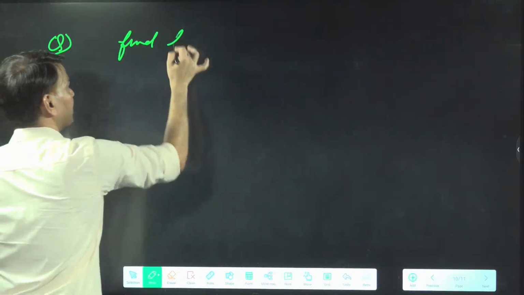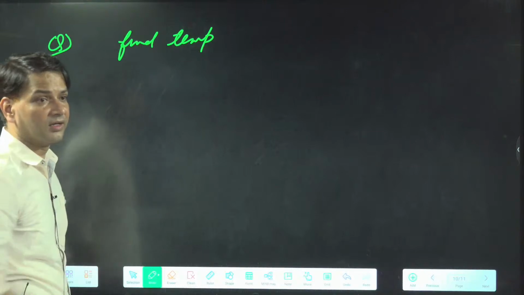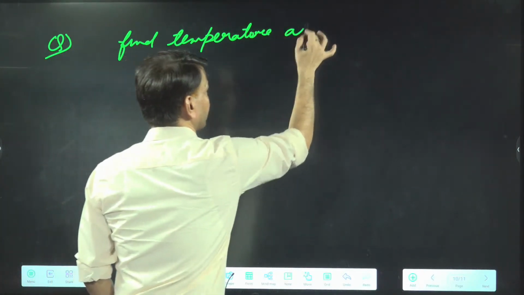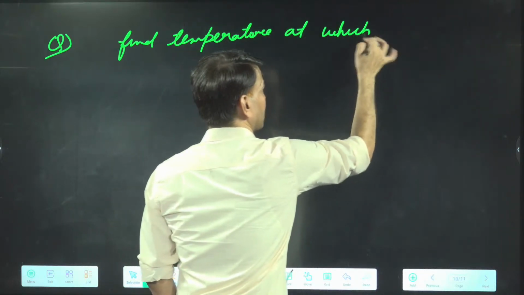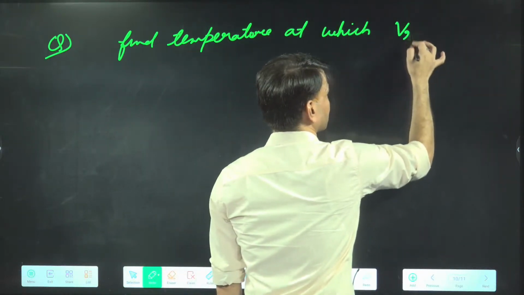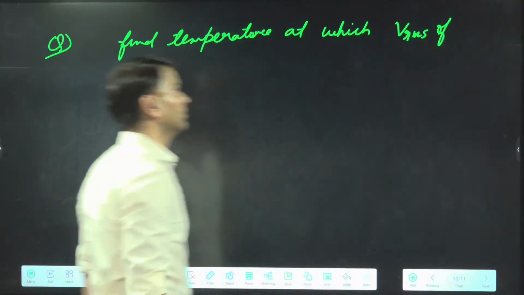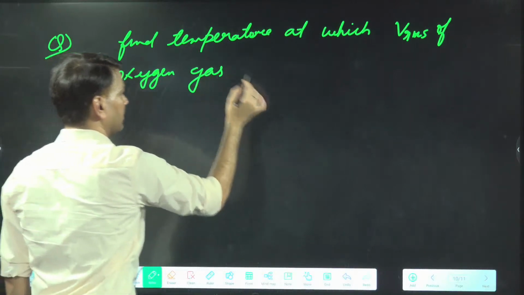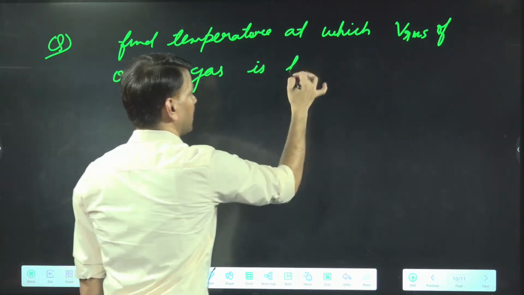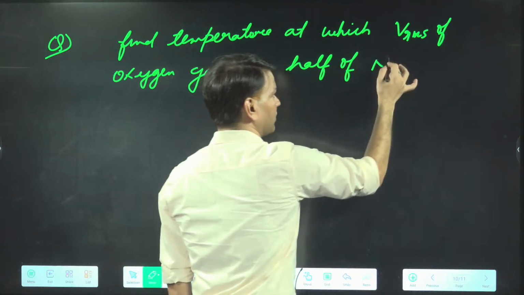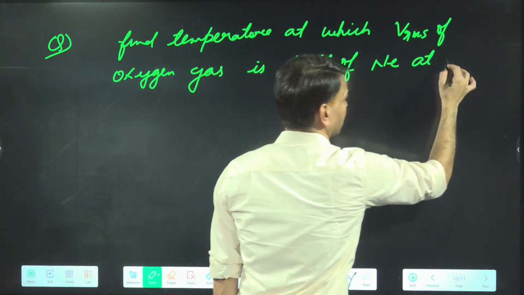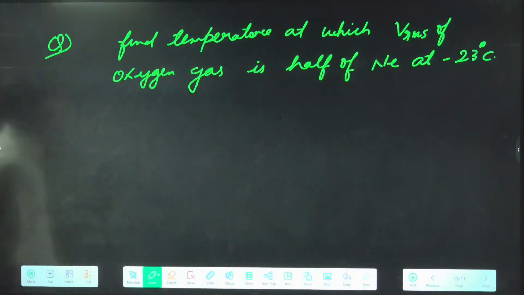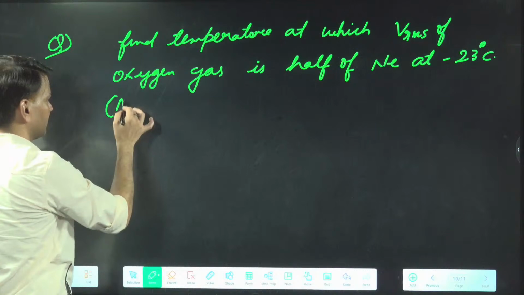Find the temperature at which Vrms of oxygen gas is half of that of neon at minus 23 degree C. For neon, you can take atomic mass as 20.